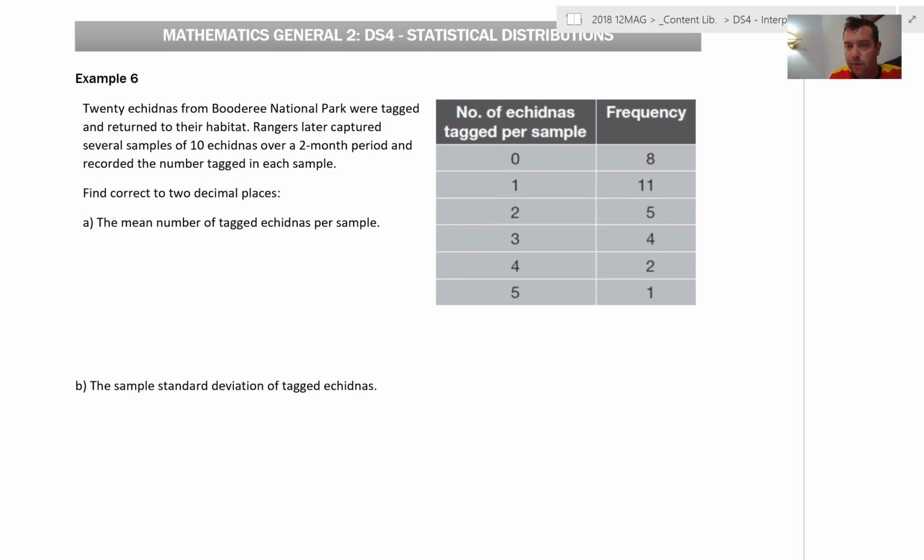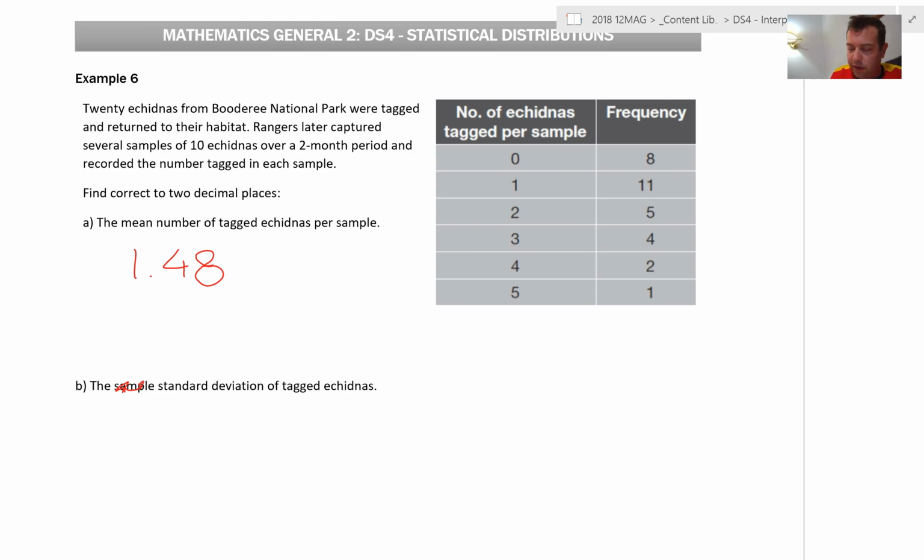Am I happy with that answer? Yes, that looks about right. While there were sometimes 5 echidnas sampled, really, most of the samples were either 0 or 1. So that looks okay to me, 1.48. 2 decimal places, that's right, 1.48. Now, don't worry about sample there.